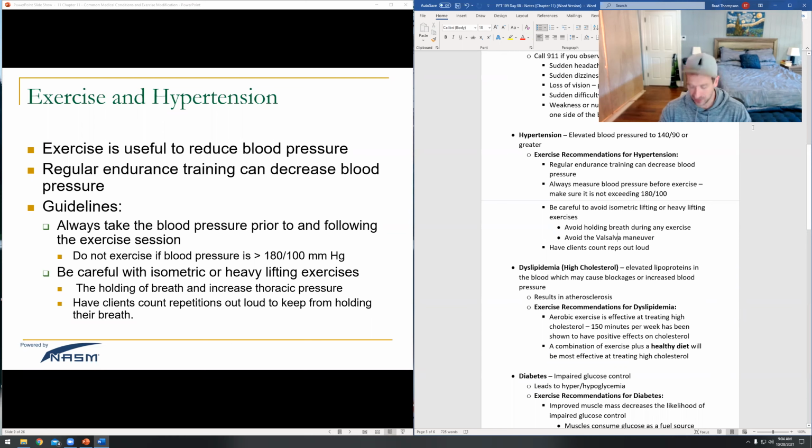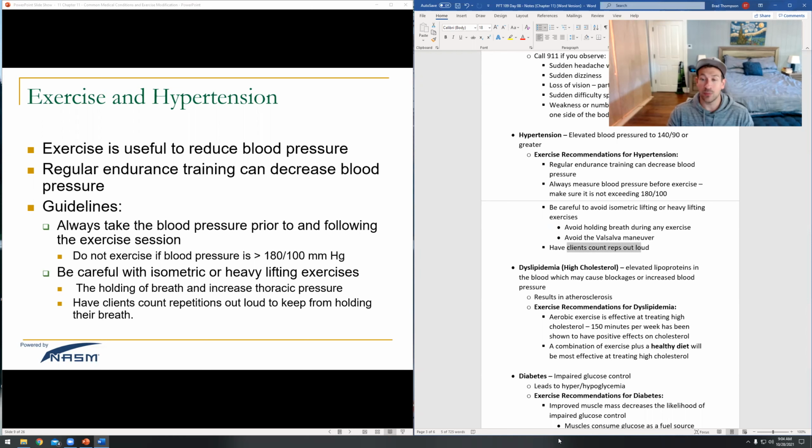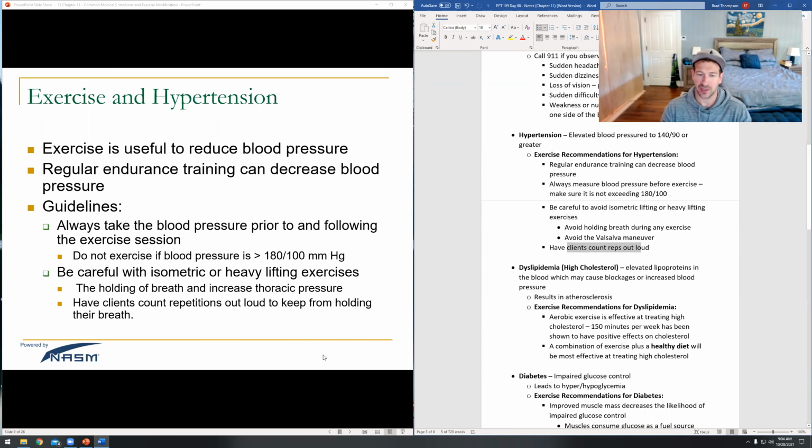One of the good ways to do this, by the way, is to encourage your client to count their own reps out loud. That is actually a super helpful method for keeping someone from holding their breath. So I will literally do that. I'm like, hey, don't hold your breath. All right, do me a favor, count those reps out loud. That way they sort of have to breathe normally, which is really helpful.